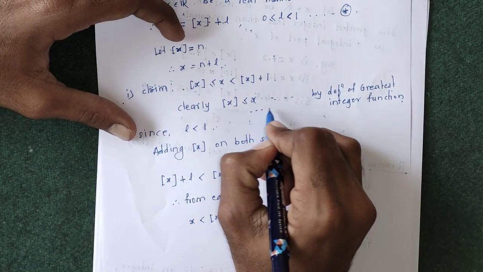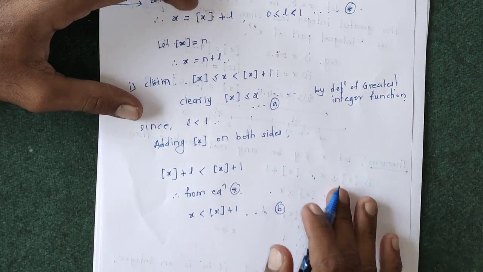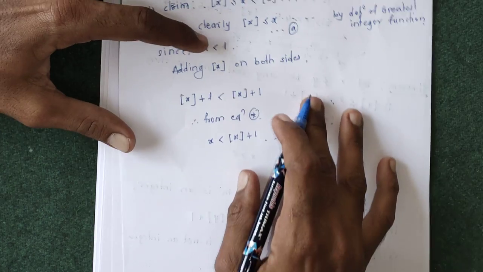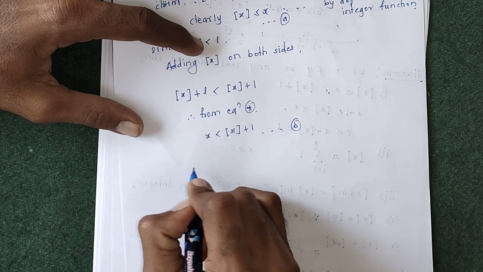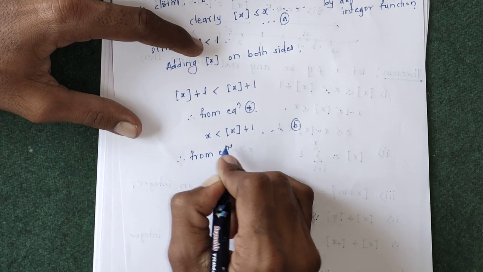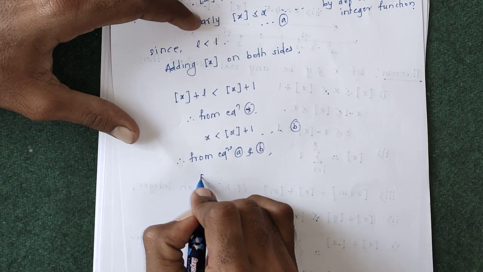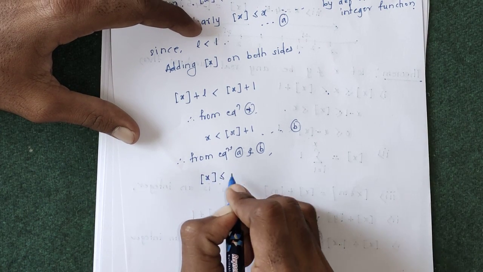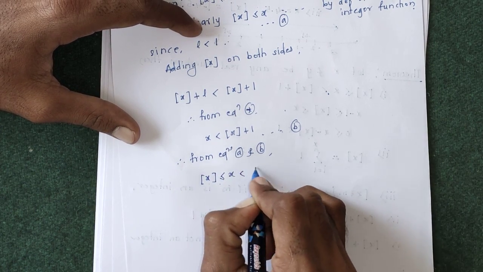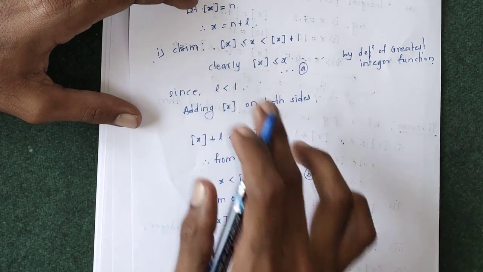Now, suppose this is equation A and this is equation B. Combining equations A and B, we can write integral part of x is less than or equal to x, and x is less than integral part of x plus 1. Hence, the first claim is proved.